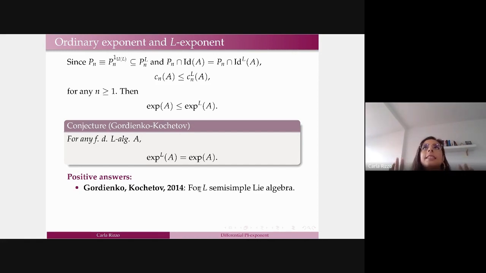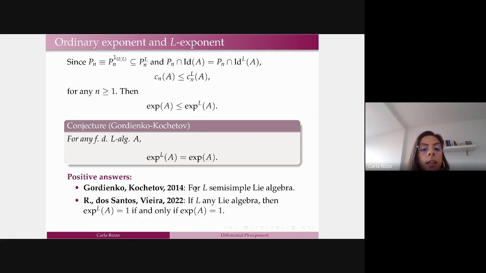This is kind of what we can expect, because for L semi-simple, the Wedderburn-Malcev decomposition always exists and is L-invariant. So it's not that surprising in some way. In a paper of 2022 with Dos Santos and Vieira, we proved that if we consider any Lie algebra, not just semi-simple, then the differential exponent is 1 if and only if the ordinary exponent is 1. So for polynomial growth, it's true.